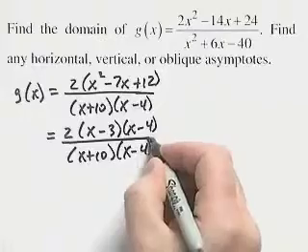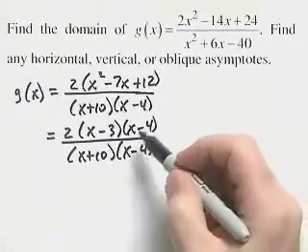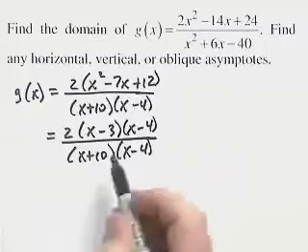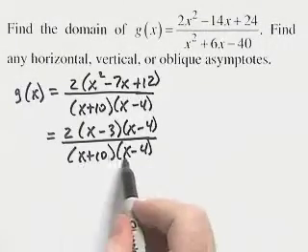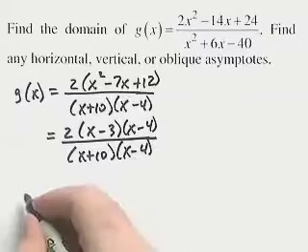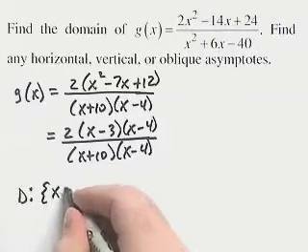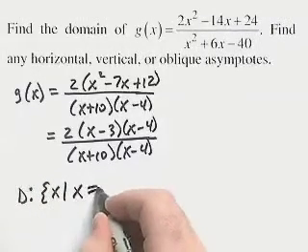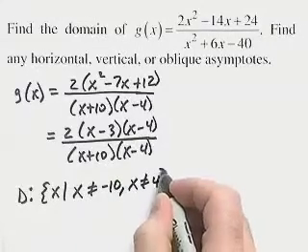Now at this point we want to determine our domain. Even though we have a common factor of x minus 4, we need to leave that in there when we determine our domain. We look at our denominator here and see that the values for x that make the denominator 0 will be negative 10 and positive 4. So our domain for this function will be the set of all real numbers for x such that x is not equal to negative 10 and x is not equal to 4.